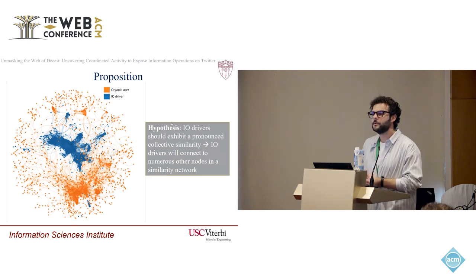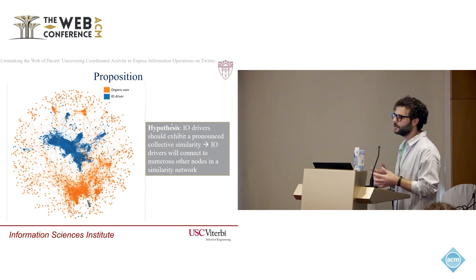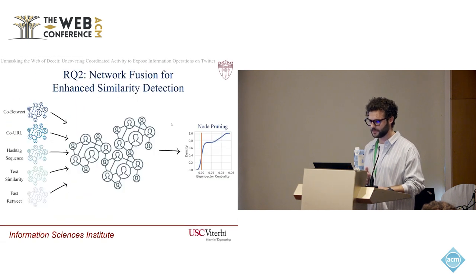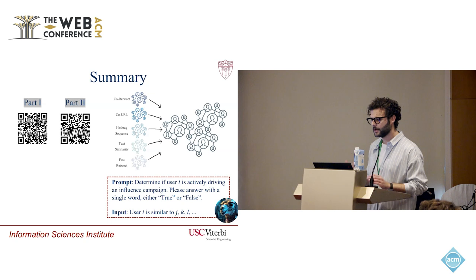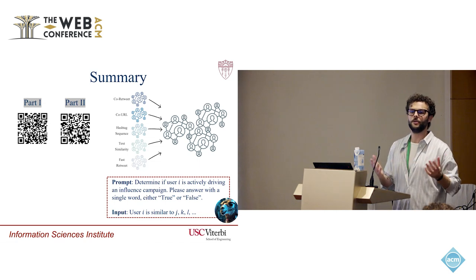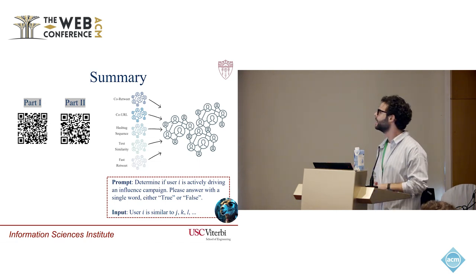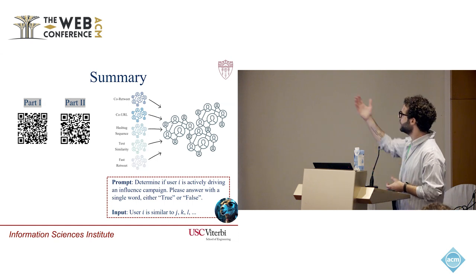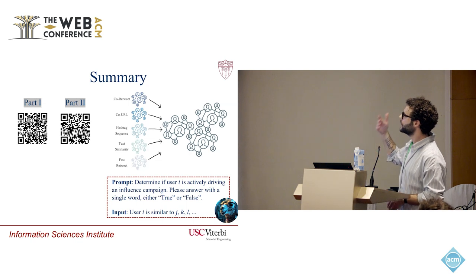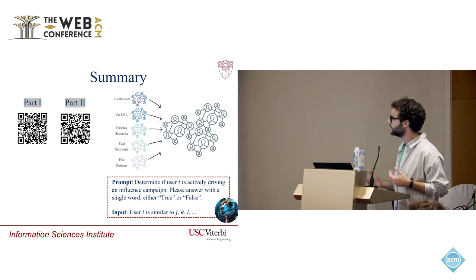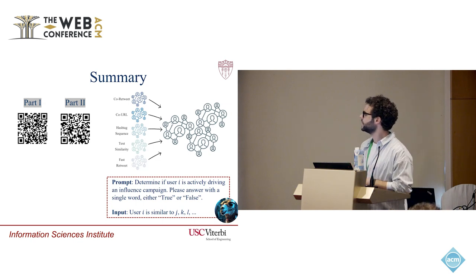So we can now use these network properties and feed the LLMs as done before by using this kind of similarity network. I will skip all these details for the sake of time, but the main idea is that, going back to our LLM, instead of saying user I is connected to J, K, and L in the retweet network, we can say user I is similar to J, K, and L, and we can use a variety of similarity networks. In particular, in this work, we fuse multiple signals, like resharing the same content, sharing the same URL, hashtags, and similar tags. So we can create a fused similarity network that takes into account all of these behavioral traces and use it as an input for an LLM.